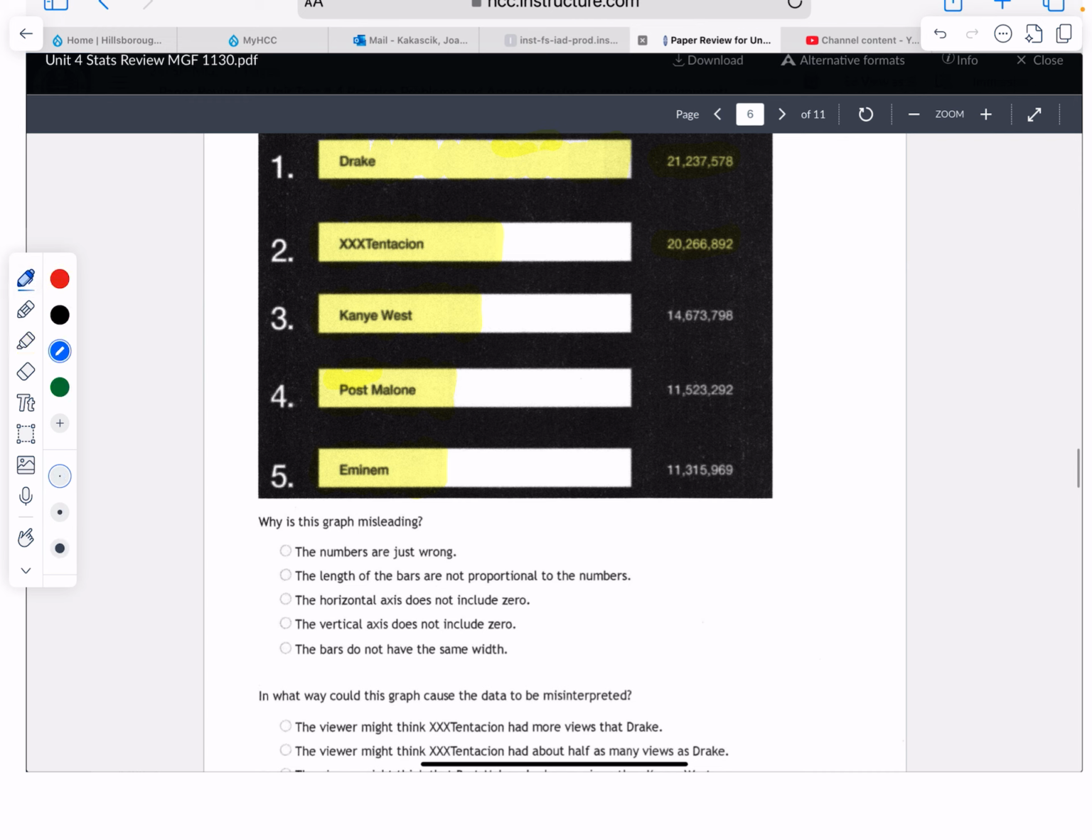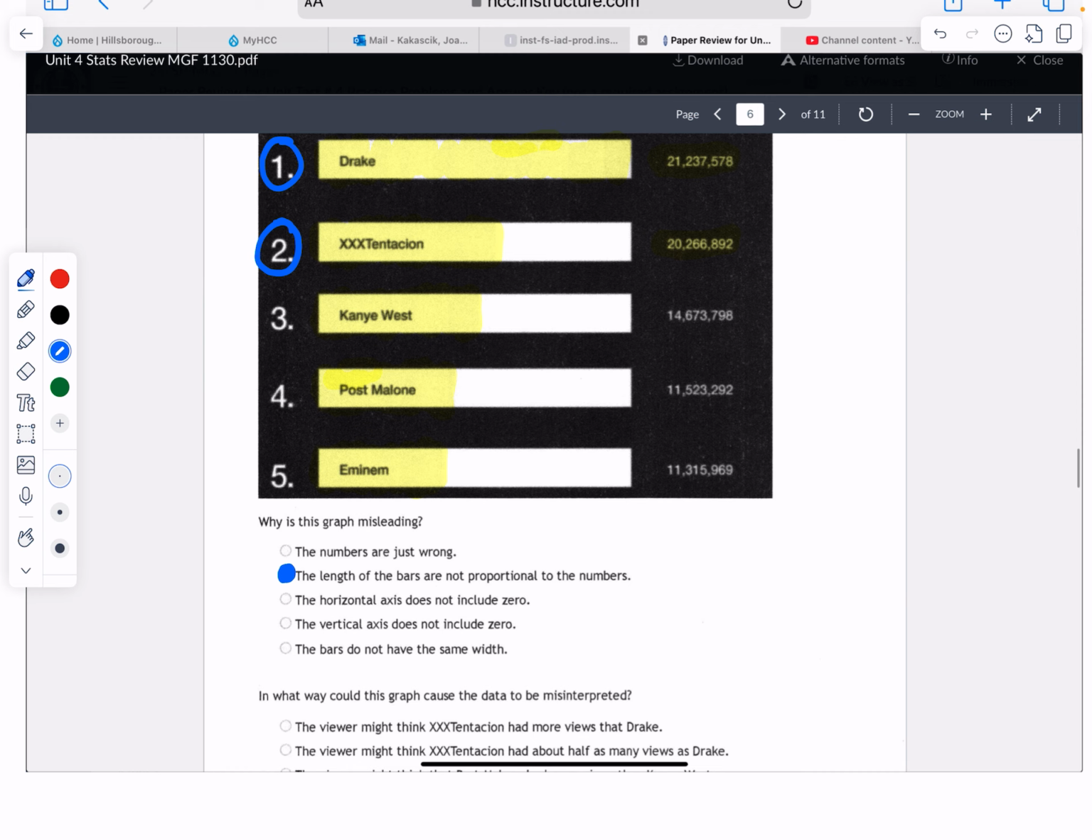But anyways, this number 2 spot isn't that much less than Drake, okay? So if we look at the bars, it would look like this triple X Tenation, I don't know, has half as many as what Drake does. So the lengths of the bars are not proportional.